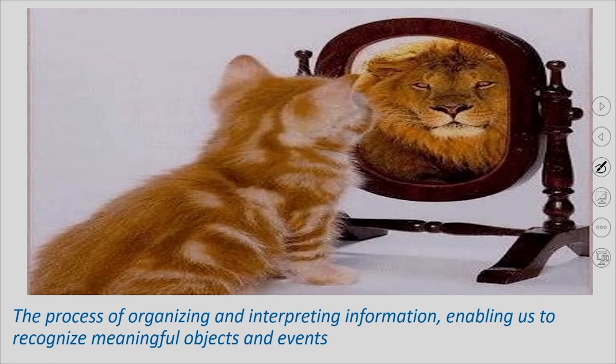As you can see, this is a funny picture. Here is a cat and here is a mirror. And when the cat sees the mirror, it sees a tiger. This is what perception is all about. As you can see, the headline says perception is the process of organizing and interpreting information which enables us to recognize meaningful objects. Although the cat in the mirror is actually a cat, what the cat is perceiving is a tiger. So powerful is the idea of perception.